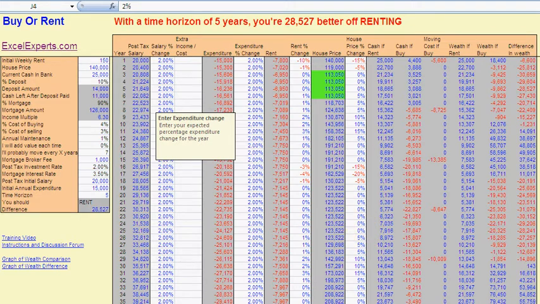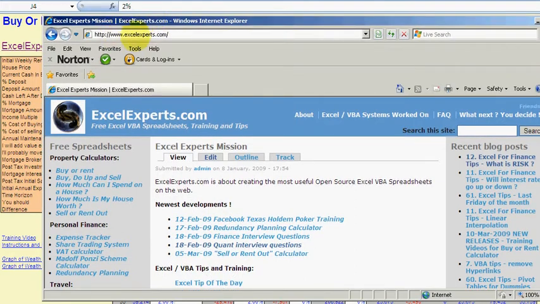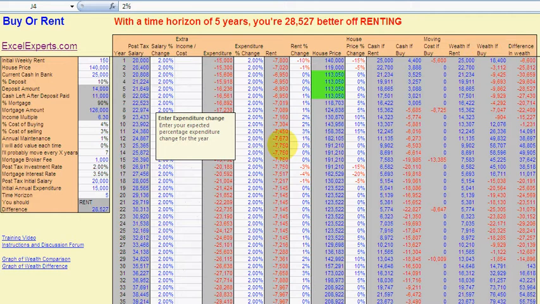So if you don't already have the Buy or Rent Calculator, you can get it from excelexperts.com. Type excelexperts.com in a browser and it's the very first on the left, Buy or Rent. Click on that, download the Excel spreadsheet. It contains no macros, so it's very safe to open. And we want to look at some advanced functionality of this highly sophisticated calculator.